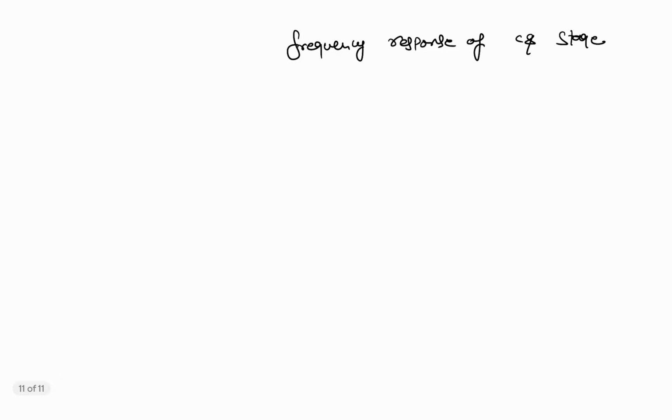You already know what the common source stage is. It is the stage in which the input is given to the gate of the MOSFET, and the output is taken from the drain of the MOSFET. So this is the point where the input is given, this is the point where the output is taken, and this is R load, some load resistance.